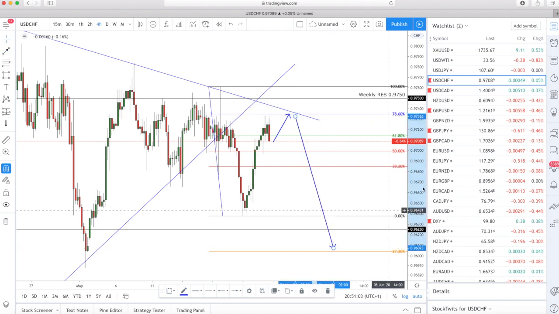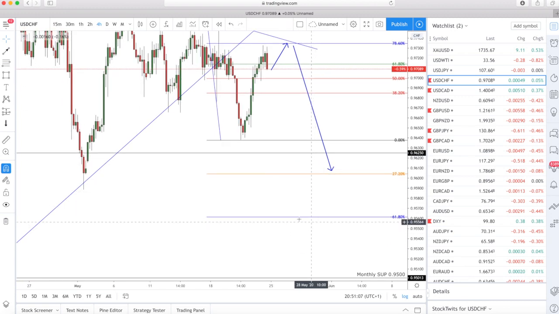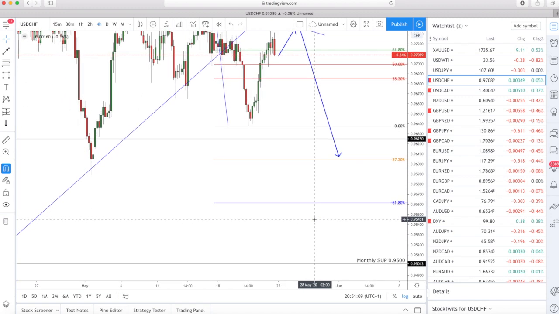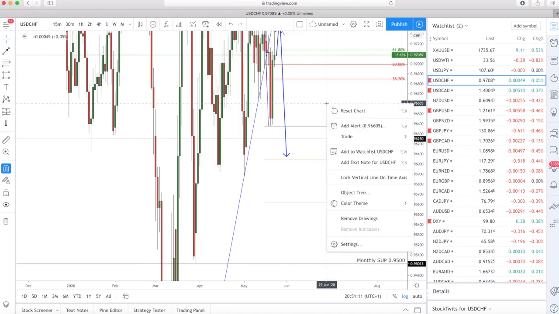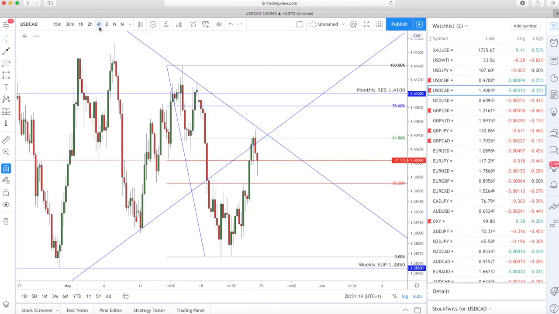I'm looking for this pair then to drop off to first target at 0.960, second target 0.9560s. So yeah, that's your USD Swiss. Now moving on to USD CAD, very similar to USD Swiss.